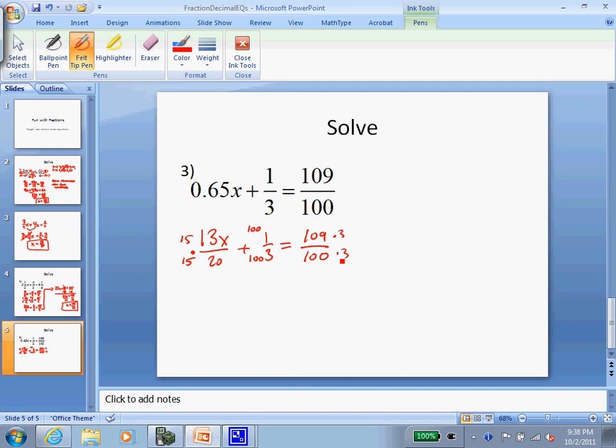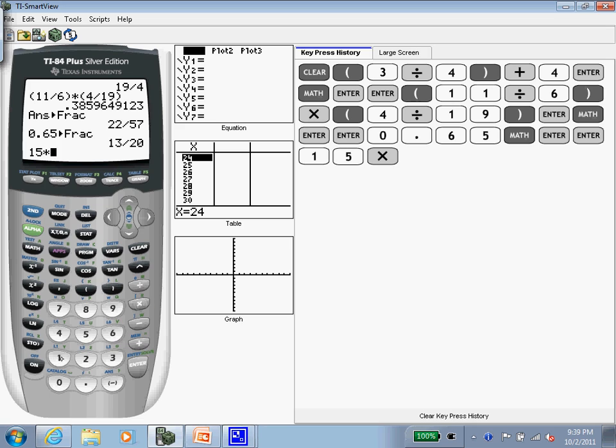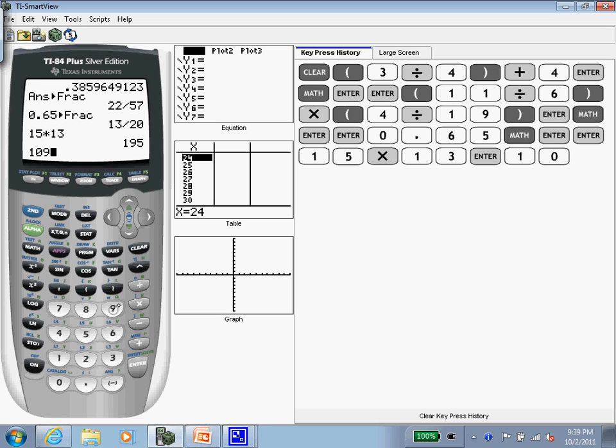And now remember, you might be asking, why didn't I just change 1/3 to a decimal? 1/3 is a repeating decimal. So if you use your calculator for that, you're not using the exact value. You'll be rounding, and your answer is not going to be accurate. So change everything to fractions, and now we can work with them. We'll use the calculator to do some of these trickier ones here, like 15 times 13, that's 195, and 109 times 3, that's 327.